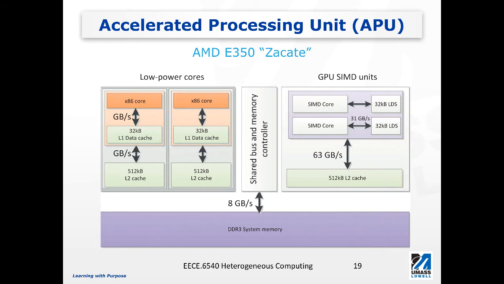The low power cores and GPUs each have their own private level 1 and level 2 cache. On chip, these cores are connected through a shared bus and memory controllers.